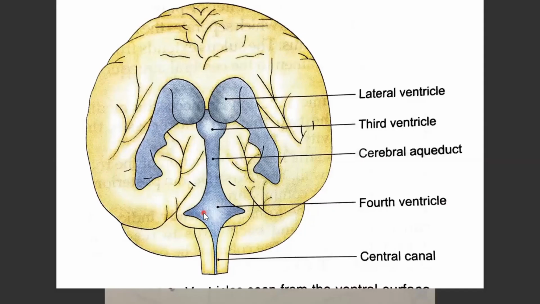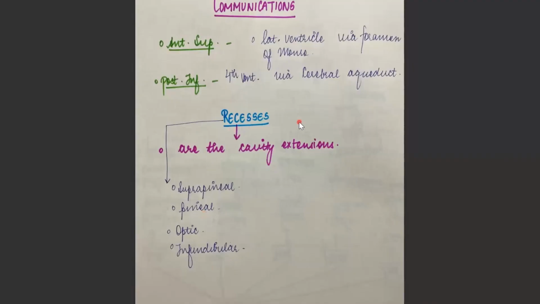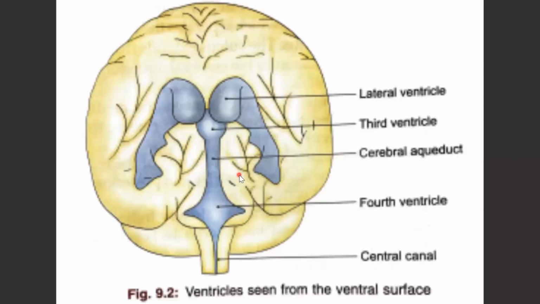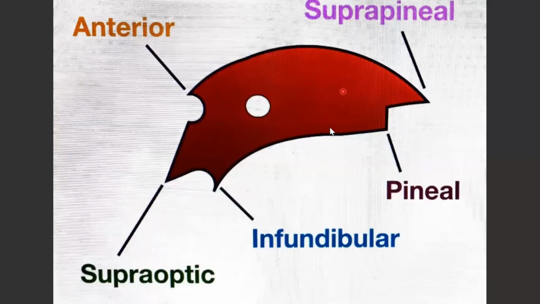Now moving on to the recesses of the third ventricle. What does the word mean? Recess means the extensions of the cavity. So we have majorly 5 or you can say 4 such recesses of the third ventricle. So this all is your third ventricle.